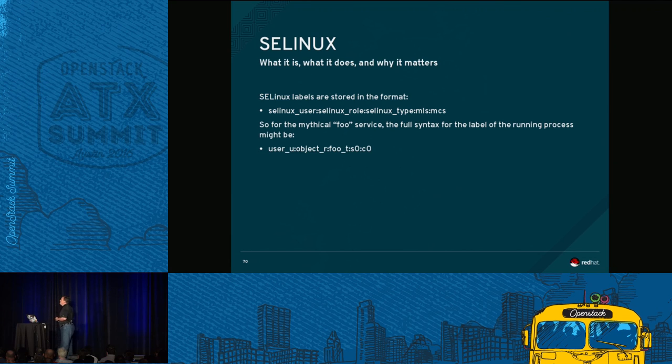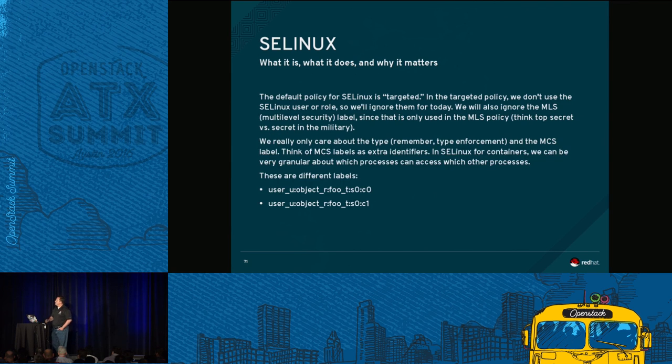I've seen it happen. When I talk about type enforcement and labeling, the labels are usually stored in the format of the SELinux user, the SELinux role, the SELinux type, and then optionally MLS and MCS labels. So for that mythical foo service, the full syntax for the label of the running process might be the user u, object role, foo type, and then we can have MLS and MCS labels as S0 and C0.